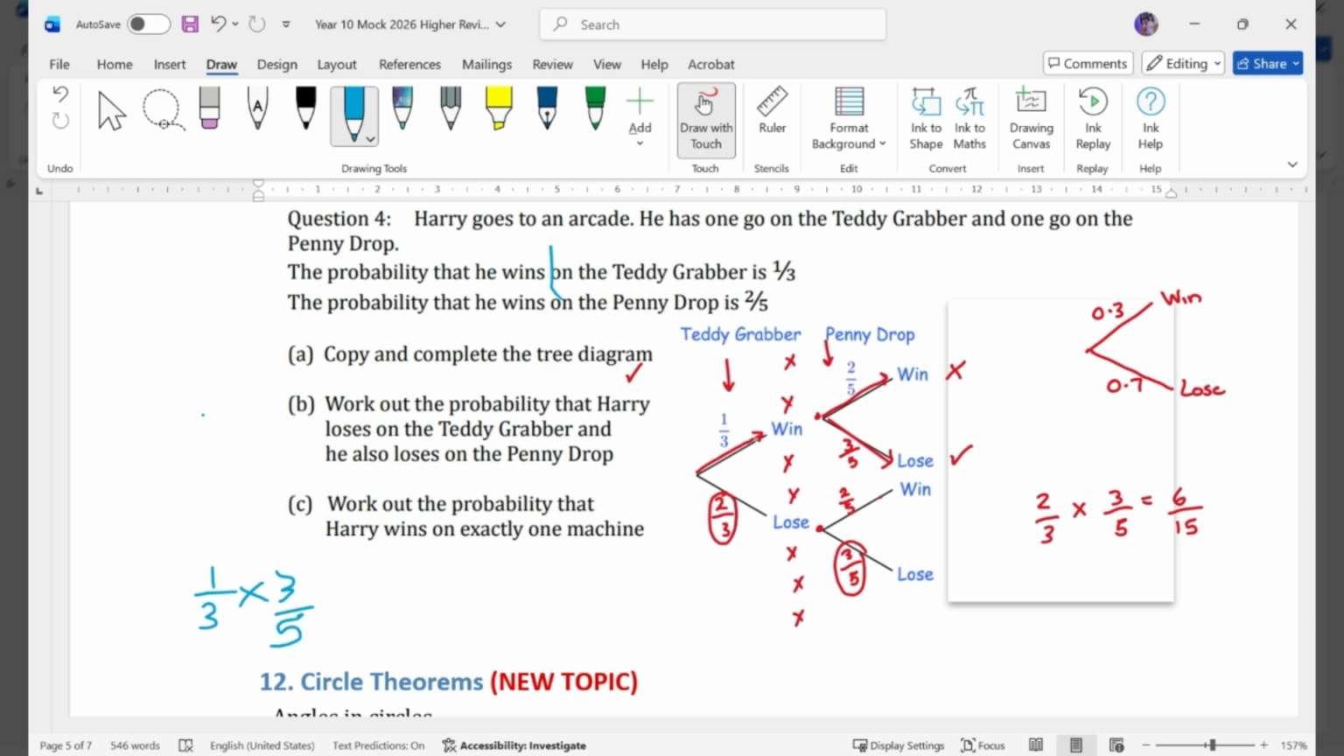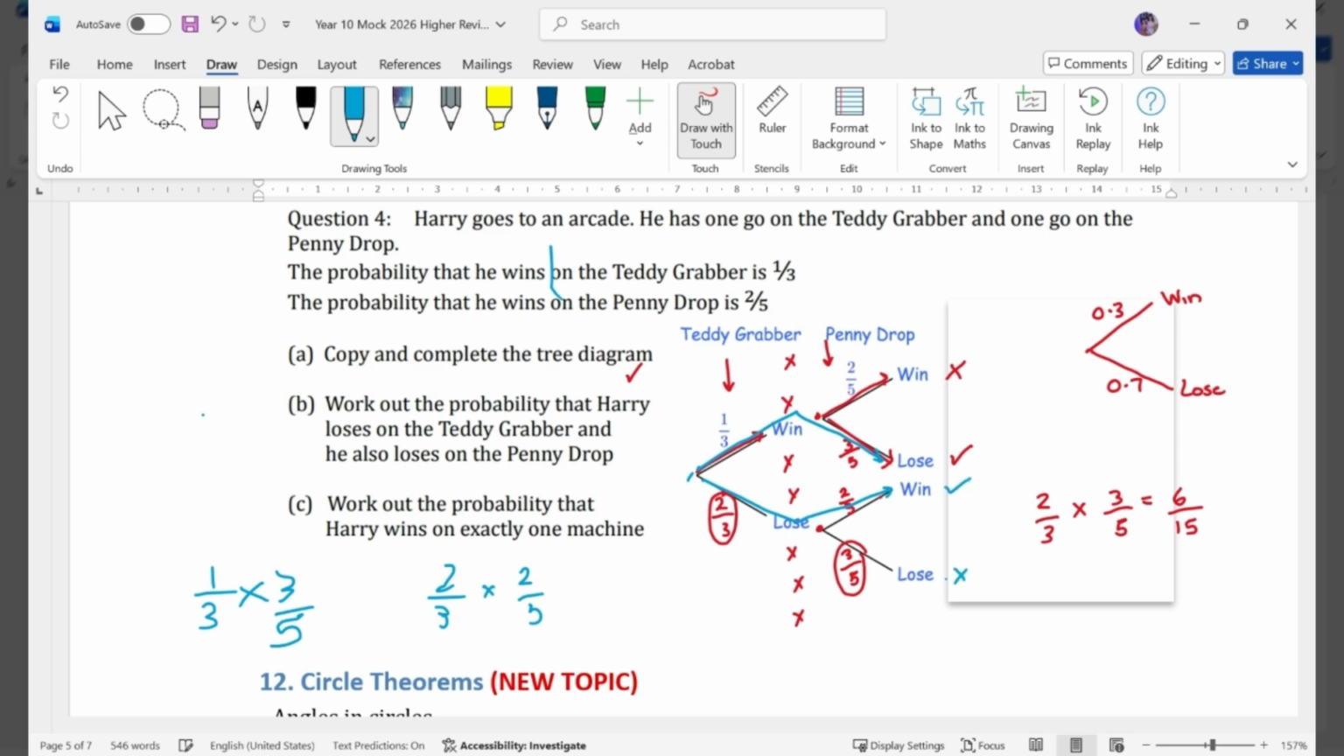But then we've also got lose times win. I'm unplugging my pen. This is real world problems here. It might have kicked back in. Lose, yeah, we're back, times win. So we've gone this way and times those, and we've gone this way and times those.